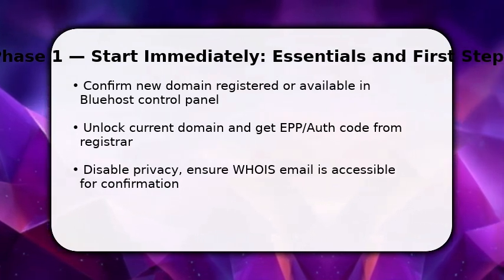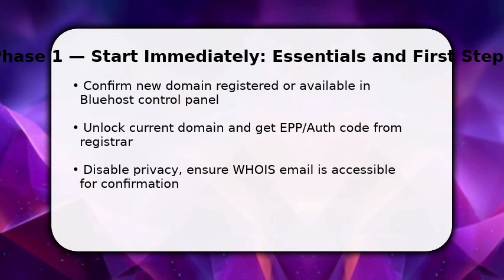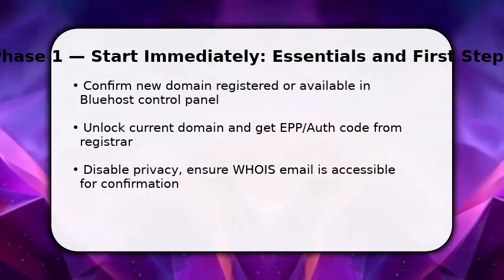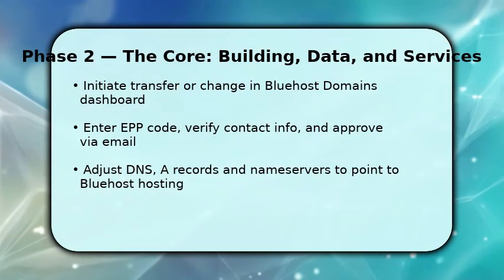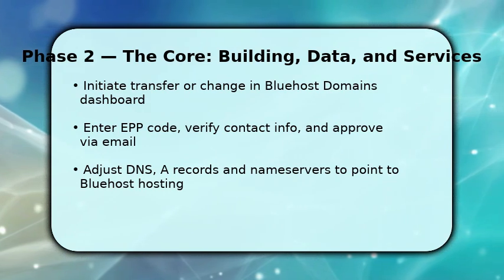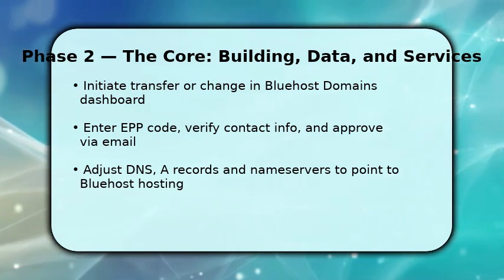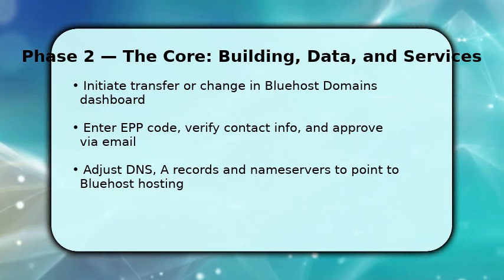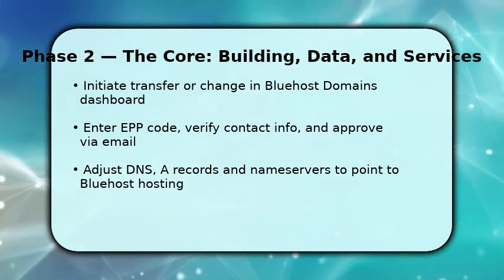Once these prerequisites are complete, log into your Bluehost account and open the Domains section to start the transfer or change process immediately. You now initiate the transfer or domain change in the Bluehost Domains dashboard and follow the on-screen form. Enter the EPP code exactly, confirm administrative contact details, and approve the transfer from the whois email when prompted.